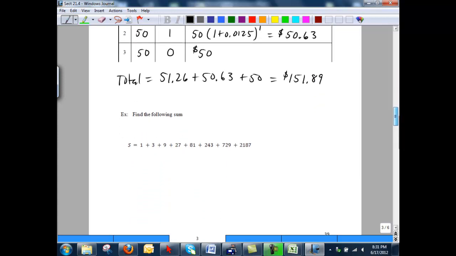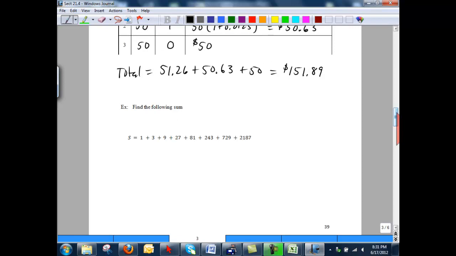So let's look at a tricky way of adding sums of this form. Suppose, for a simpler example, I want to add 1 plus 3 plus 9 and so on up to 2,187. The special thing about this is it's what's called a geometric series. Each term is 3 times the previous term. I want to know what that adds to.